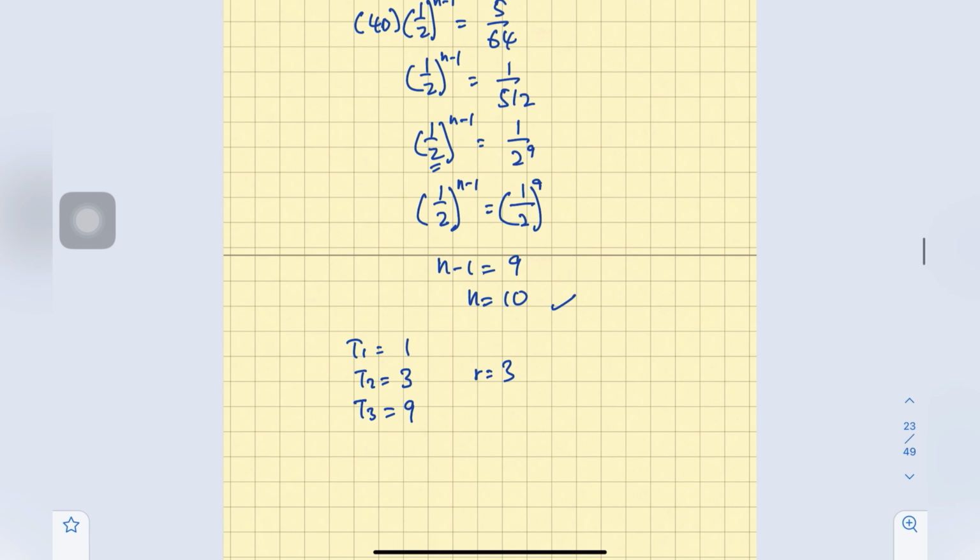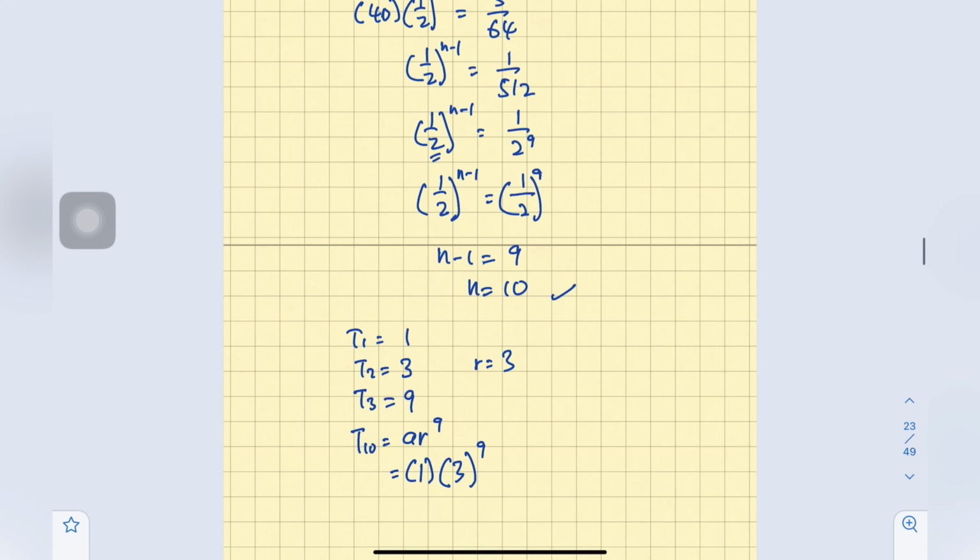So we want to find the number of triangles at the 10th term. Tn is AR power of 10 minus 1, which is 9. So the new A is 1, R is 3, and n is 10, so 10 minus 1 is 9. Then 3 power of 9 is 19,683.